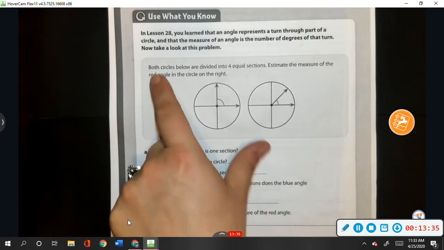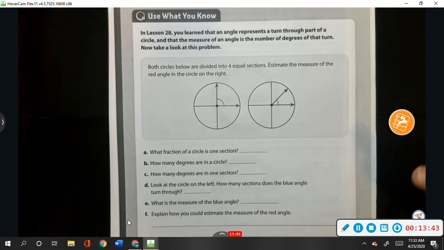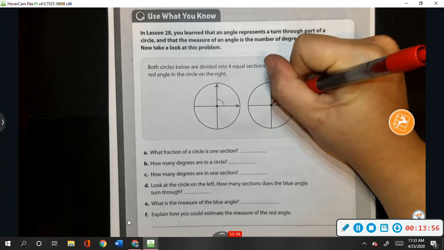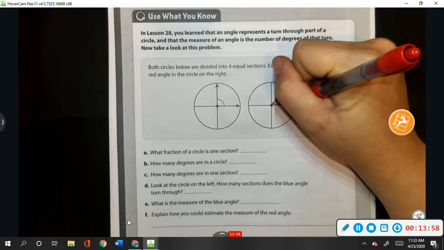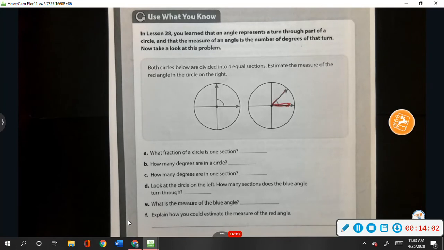Now, looking at the picture, it says both circles below are divided into 4 equal sections. Estimate the measure of the red angle in the circle on the right. So I'm going to have to look at my book because I did not print these in color. Okay, so this is the red angle. And then this one is the blue angle.